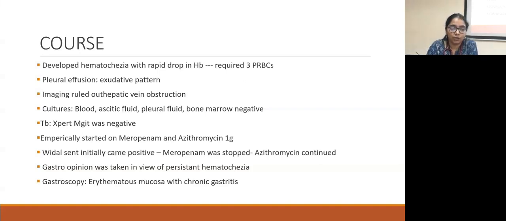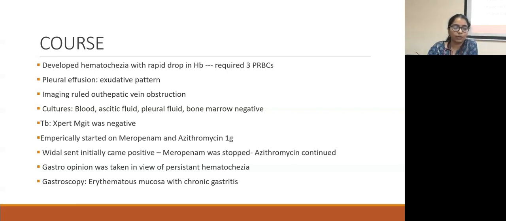Patient developed hematochezia with Vidal positive. We thought the diagnosis was enteric fever. Patient developed hematochezia with rapid drop in HB during the course of admission, requiring transfusion of 3 PRBCs. Pleural effusion was an exudative pattern.